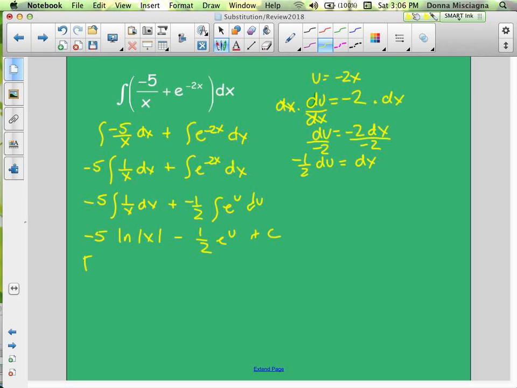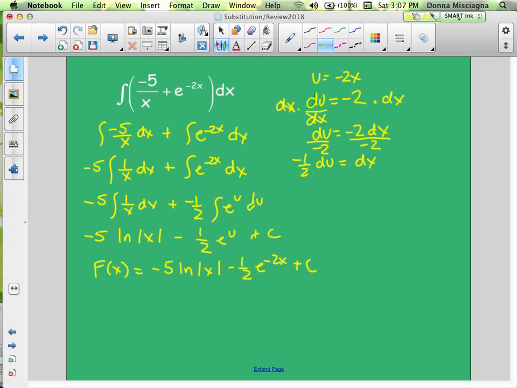And now we'll rewrite that as an equation. Nope, I don't want f prime of x, just want f of x. We'll check it, and then we'll have f prime of x. But f of x equals negative 5 natural log of x minus 1/2 e to the negative 2x plus c.